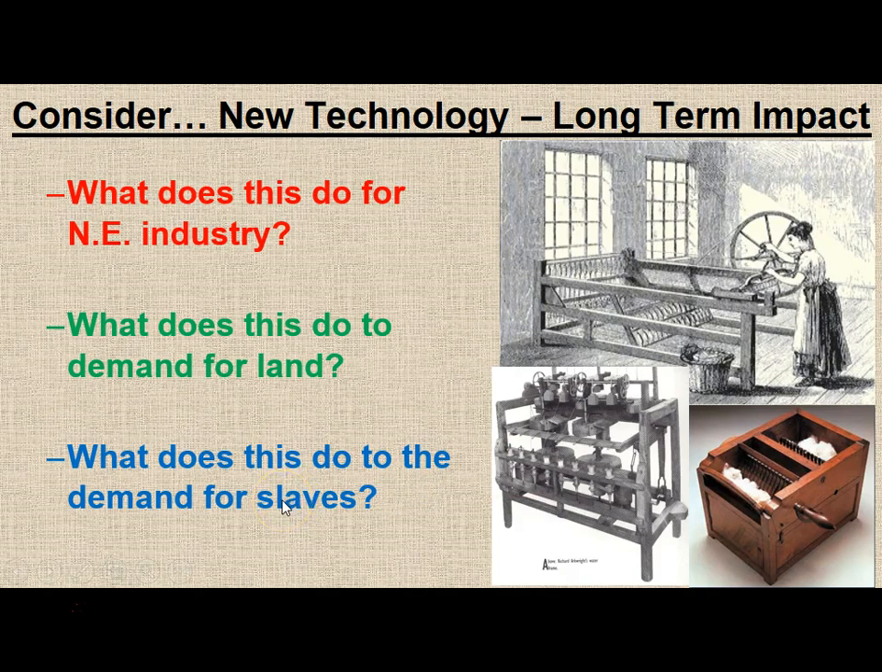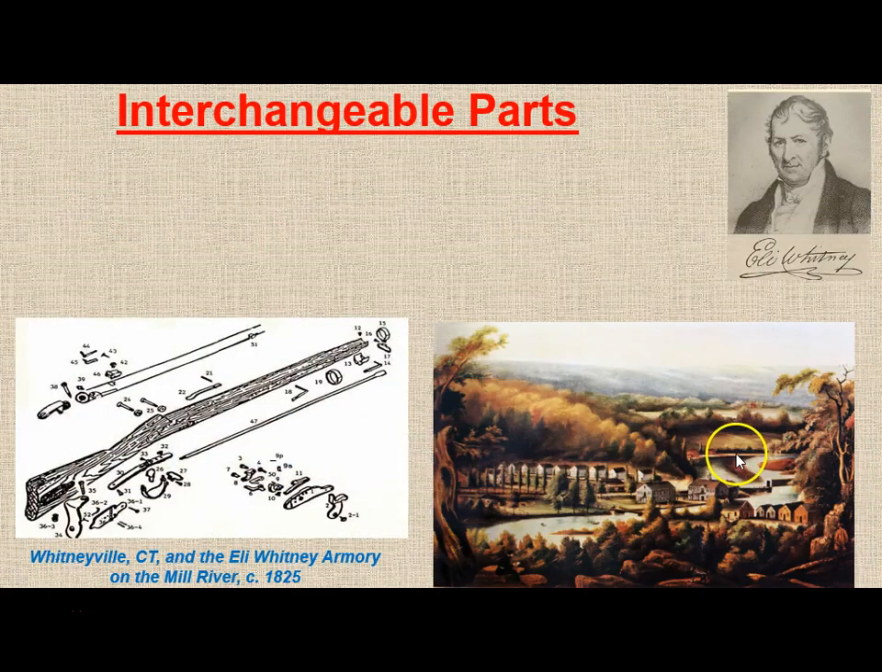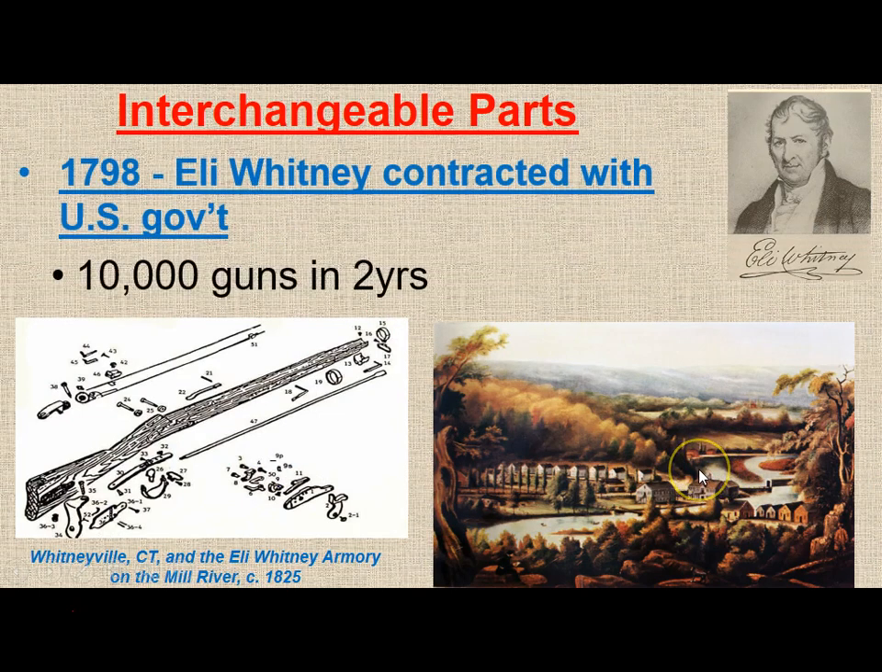The question then is, what does this do for other parts of the economy and in parts of the country? Well, our demand for land is going to go up because we're going to want to plant more of this cotton. It's going to be known as white gold as time goes on. Demand for slaves, not going down because of this cotton machine. It's actually going to go up because now we're going to increase the amount of land put into production, and therefore the demand for land and westward expansion is going to increase significantly.